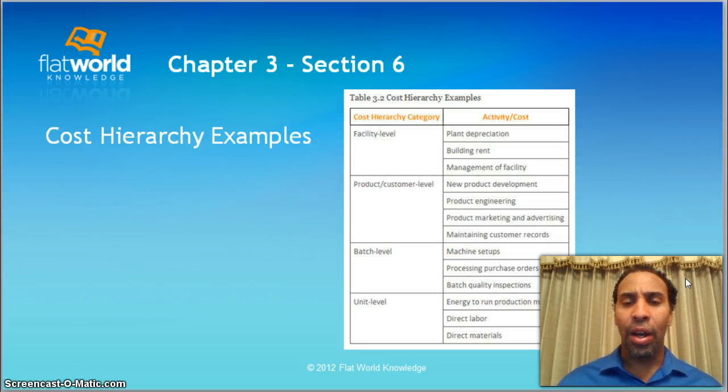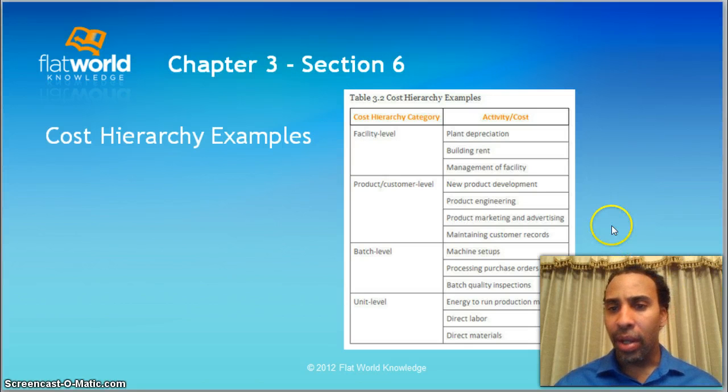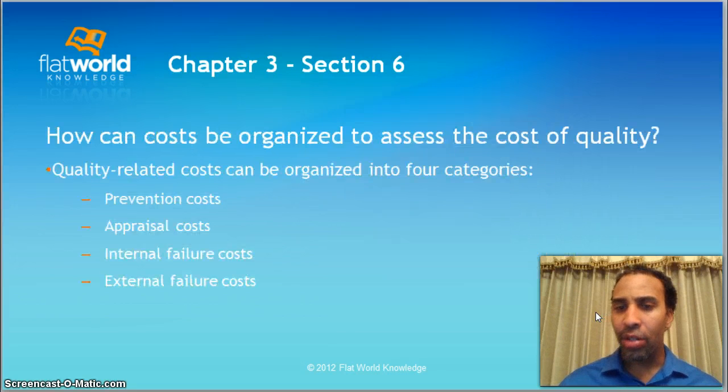And so here's a slide you can check out on your own that shows facility level. You see plant depreciation, that's a good example of building rent. Product level, new product development, product engineering. Batch level, machine setups. And unit level is direct labor, direct materials, and energy to run production machines.